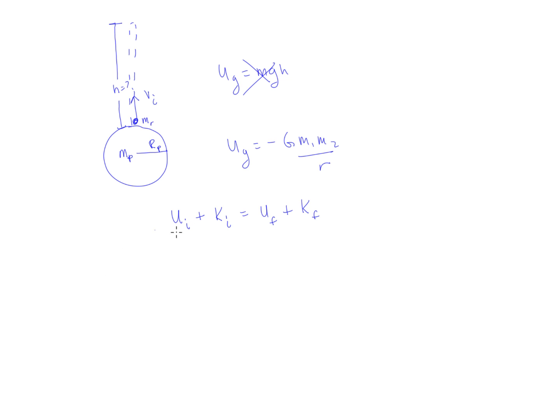So for our initial potential energy, we have minus G, mass of the planet, times mass of the rocket, divided by r, which is the distance between the center of mass of the planet and the center of mass of the rocket. So since I'm starting on the surface, the little r is just the radius of the planet.